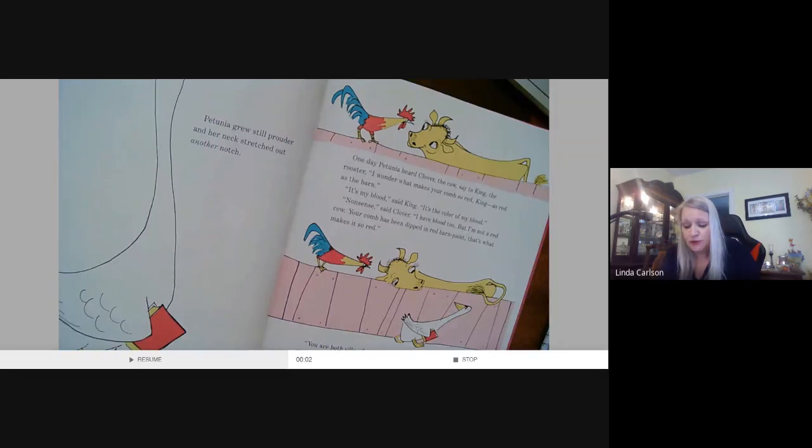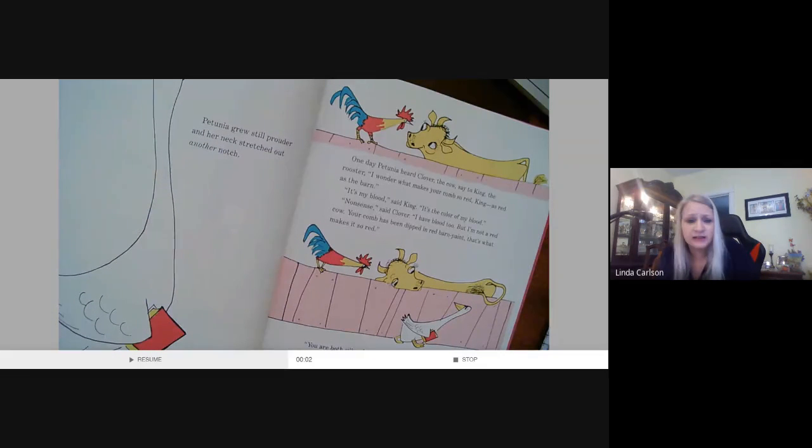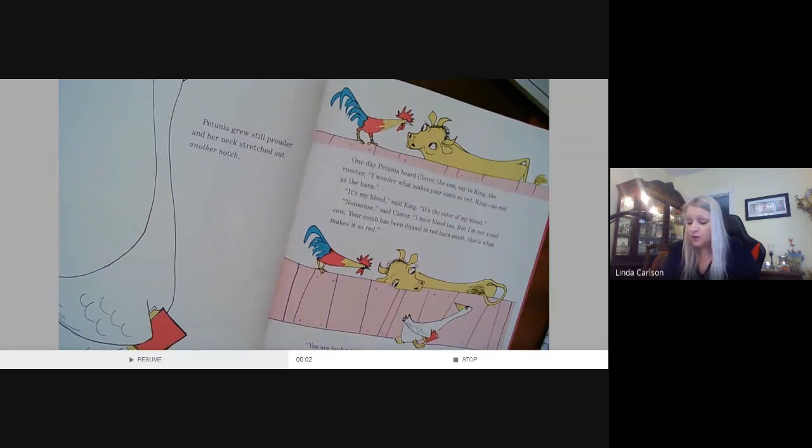Petunia grew still prouder, and her neck stretched out another notch. One day, Petunia heard Clover the cow say to King the rooster, "I wonder what makes your comb so red, King, as red as the barn." "It's my blood," said King. "It's the color of my blood." "Nonsense," said Clover. "I have blood too, but I'm not a red cow. Your comb has been dipped in red barn paint. That's what makes it so red."